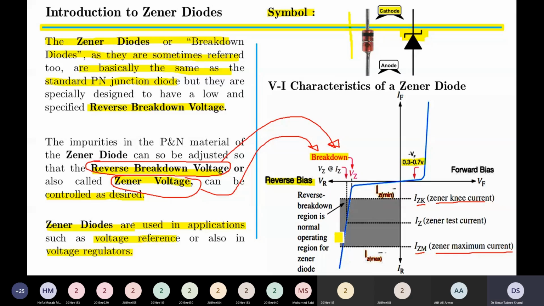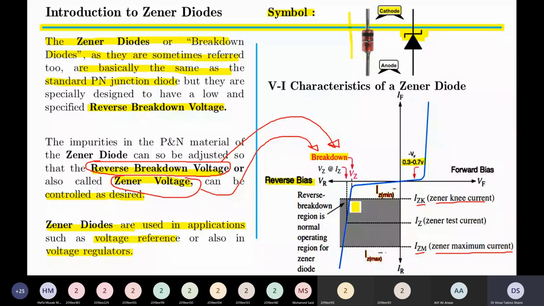In the third quadrant, the Zener diode is reverse biased, and we see that as the reverse bias voltage increases, the current maintains a very minimal value. But after we achieve the breakdown voltage, the curve follows a very sharp negative slope. This is the function that we want to achieve from a Zener diode.